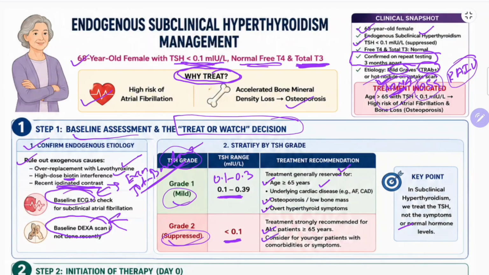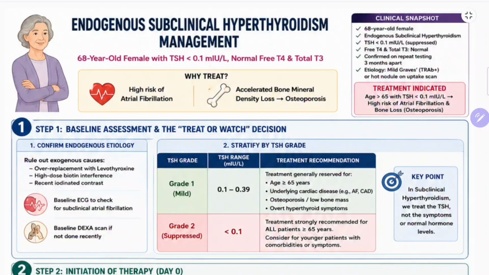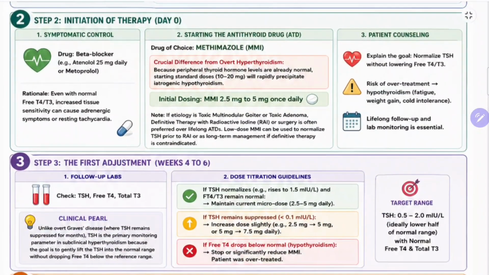with comorbidities or symptoms. So one important point is, in subclinical hyperthyroidism we treat the TSH, not the symptoms or normal hormone levels. TSH should be treated in subclinical, whereas FT4 is treated in overt hyperthyroidism, Graves' disease. Okay, now titration of therapy.